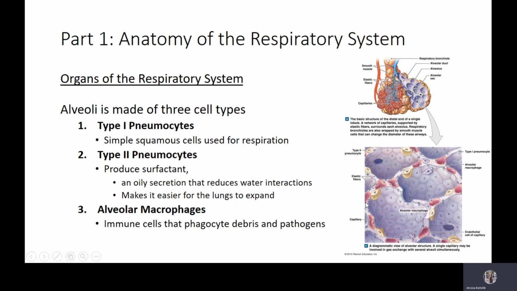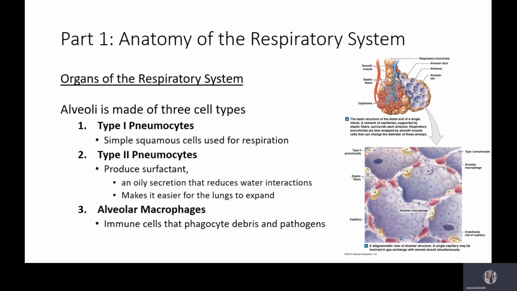The type 2 pneumocytes, on the other hand, are going to be located here. Type 2 pneumocytes are going to produce an oily secretion called surfactant. And surfactant is important because it will get in between water molecules. We didn't really talk too much about chemistry in this class, but water is a polar molecule, meaning that one side is partially positive and another side is partially negative. And so water molecules can actually attract each other.